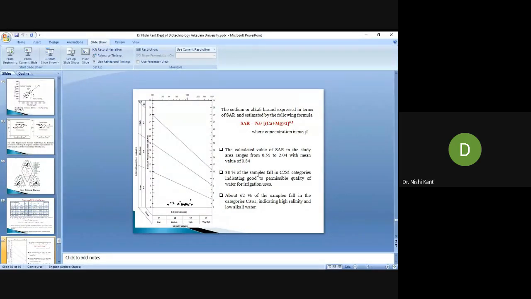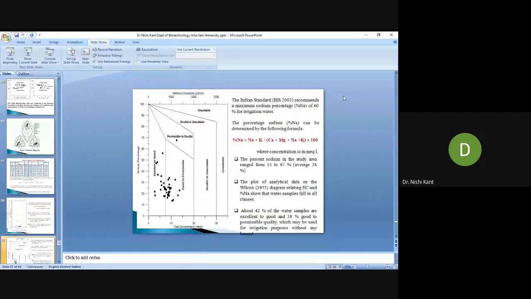Because 38% of the samples fall in the C2S1 category, indicating good to permissible quality of water for irrigation use, and about 62% of the samples fall in the C3S1 category, indicating high salinity and low alkali water. This is the percent sodium, which is determined by this formula.